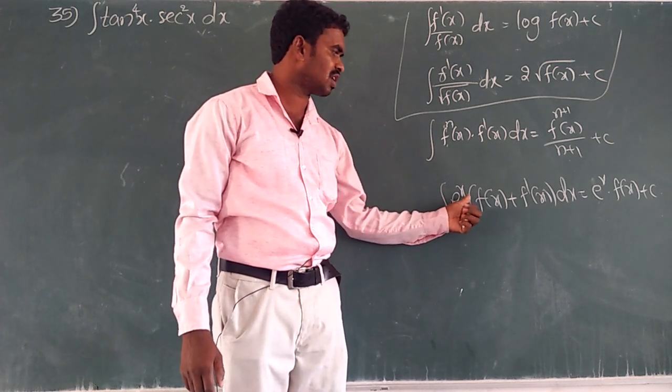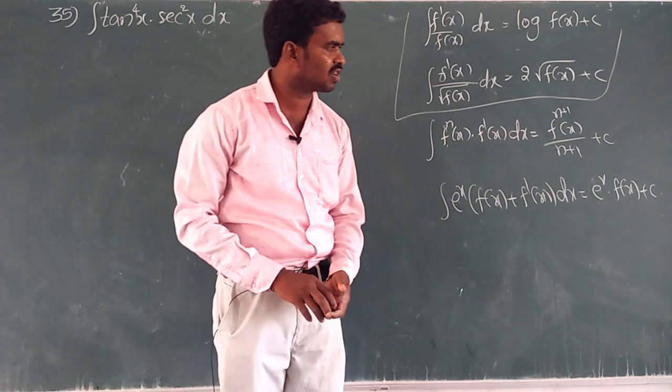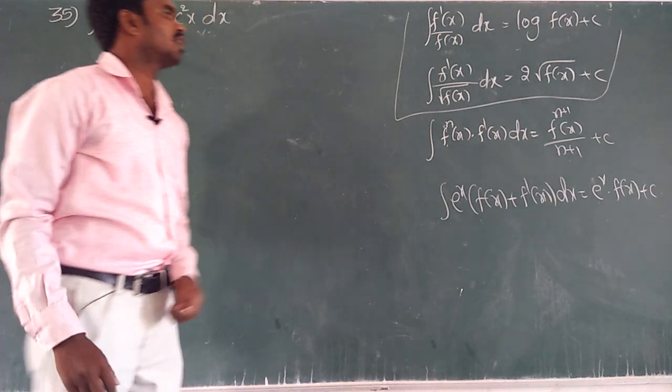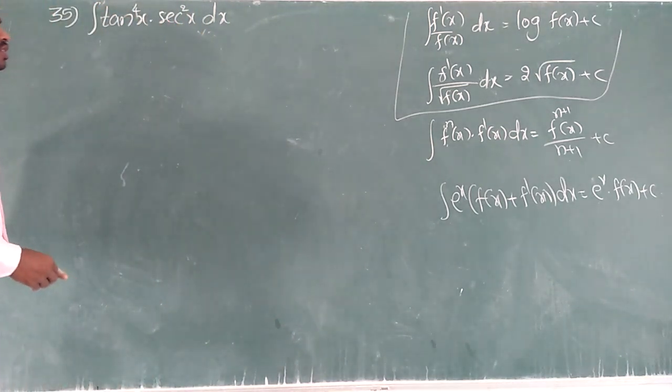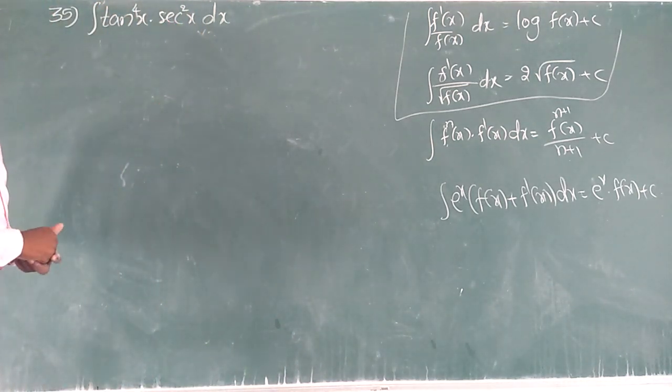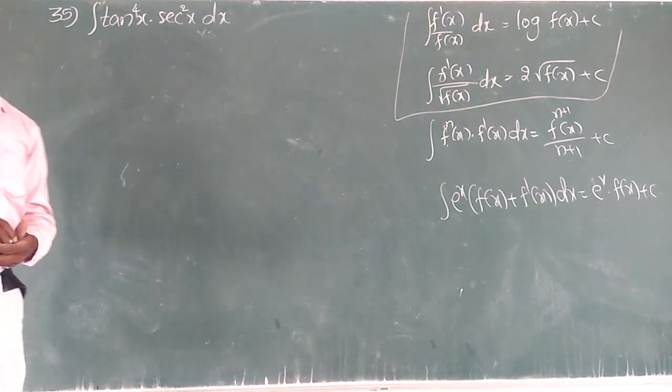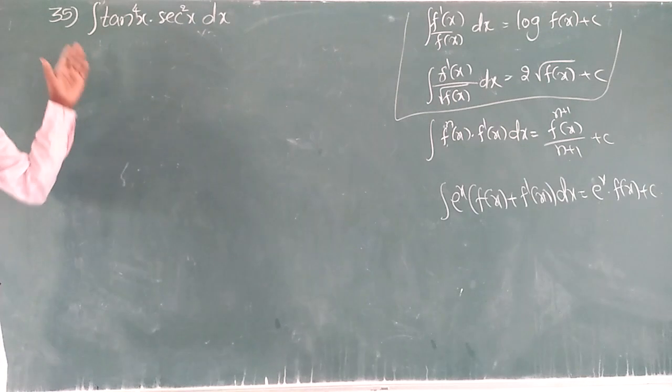Integration of e power x of f of x plus f dash of x dx is equal to e power x into f of x. Let us see the problems based on that formula. Just remember the formulas first of all. So the first question in this part, the 35th, is a 2 marks question.